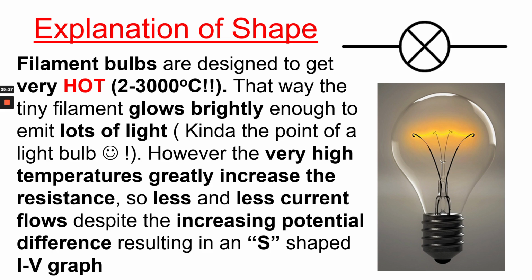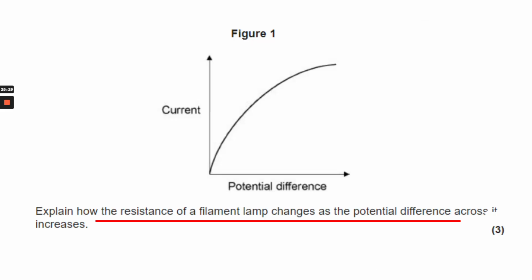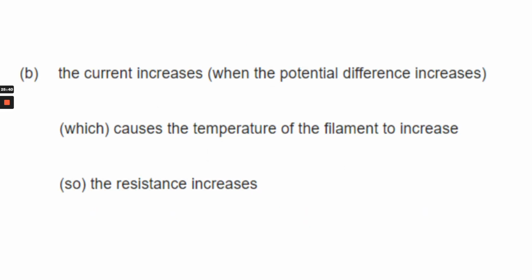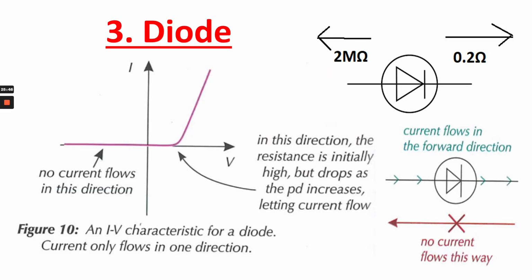But this greatly increases the resistance, and that results in an S-shaped IV graph. Explain how the resistance of a filament lamp changes as the potential difference increases. Here's your exam answer. The current increases, which causes the temperature to increase, which increases the resistance. That's a nice, easy 3-mark question.